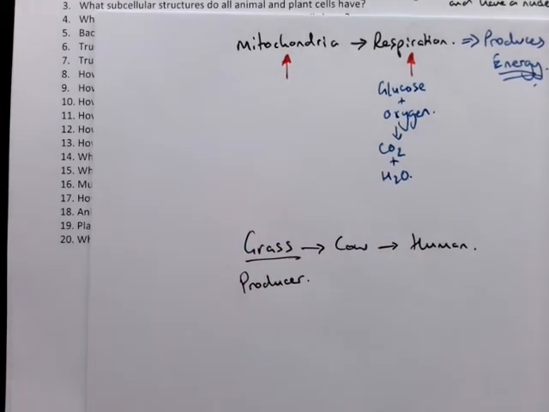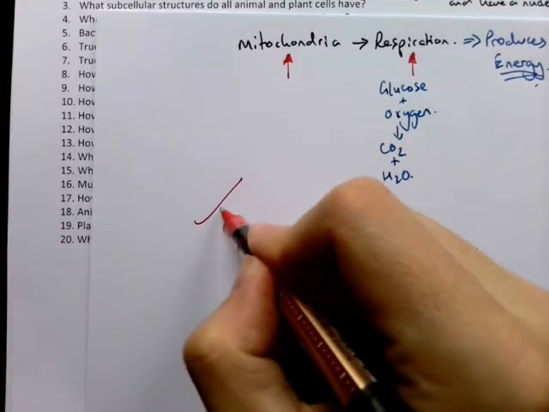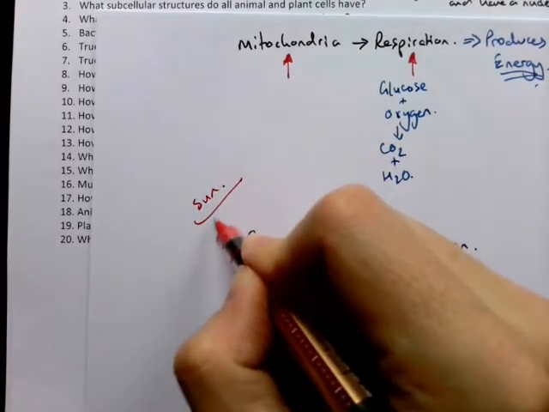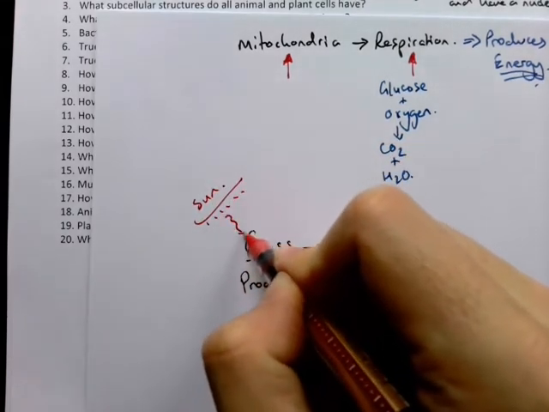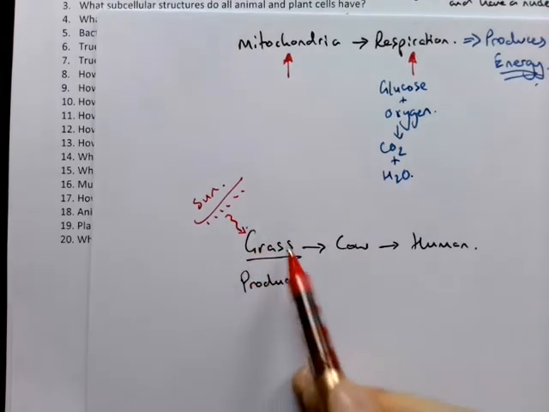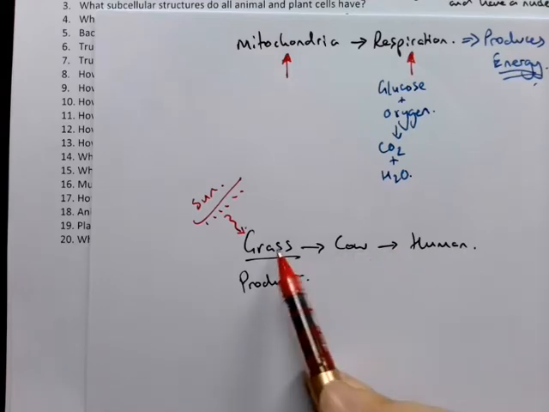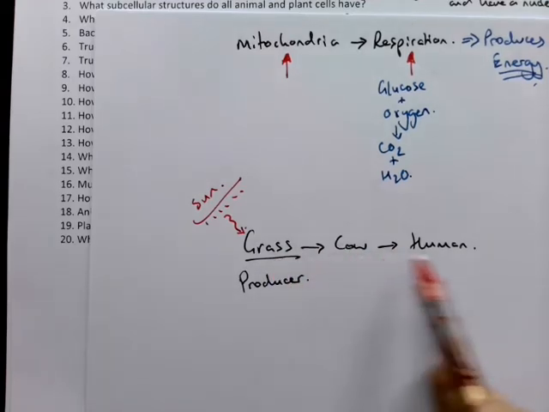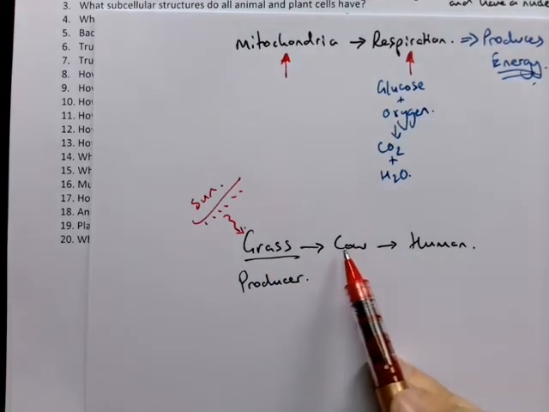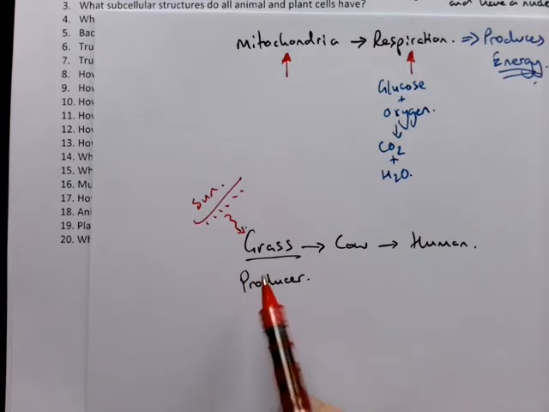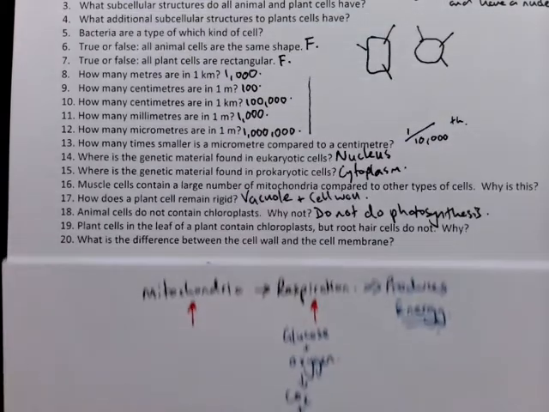It makes energy from sunlight. This is the sun. So the grass produces energy from the sun, but then the cow consumes the grass for energy and the human consumes the cow for energy. They're not making any energy themselves. They're not making any food themselves. So they don't need to do photosynthesis, but the grass does need to make food, so it does need to do photosynthesis.